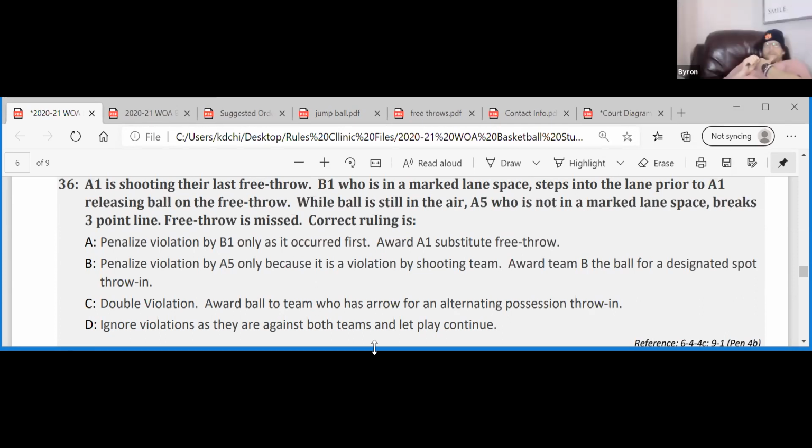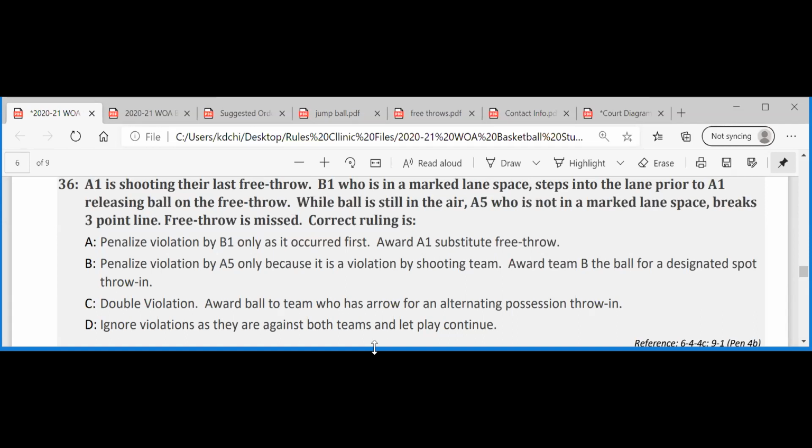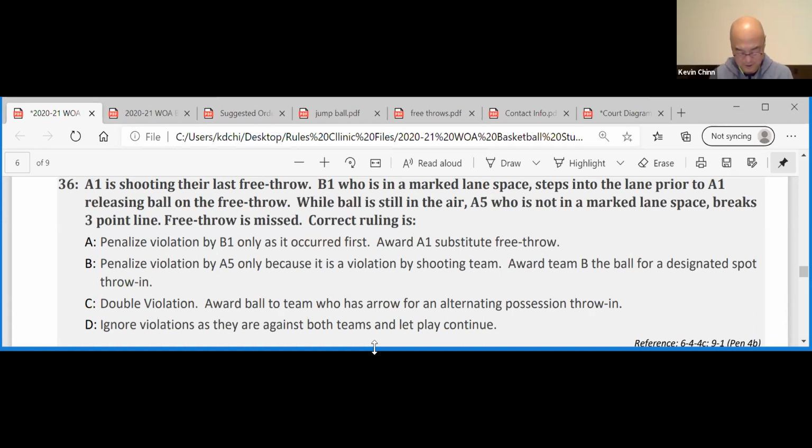Does everybody understand the question? Yes. Everybody else? Obviously I don't, because I said A. Okay, say B, two separate violations. Okay. So I have a diagram. I'm going to show it to you. First of all, the correct answer is C.